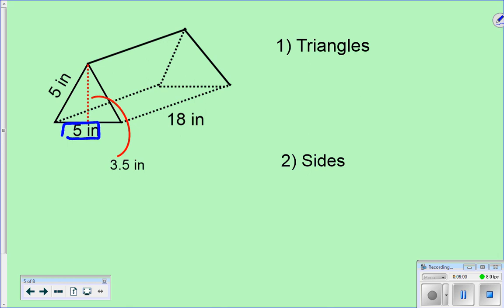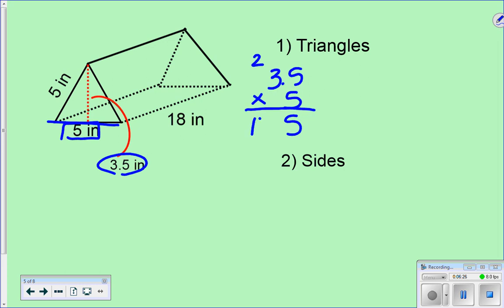Okay, I need 5 because that's my base, right? And then I need 3.5 because that's my height. So I'm going to start finding my triangles. Remember, does anybody remember what the, yes, dividing by 2, I got to multiply base times height and divide by 2. So I can do 3.5 times 5. I get 5, carry the 2, 17.5.